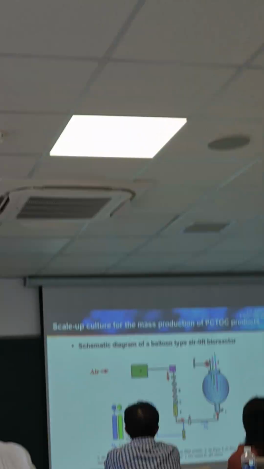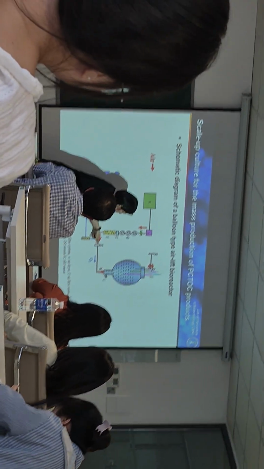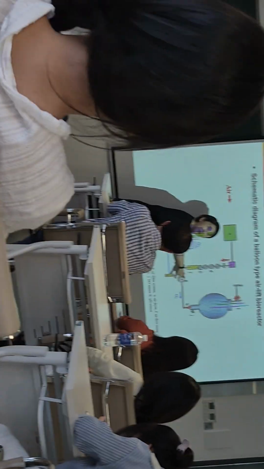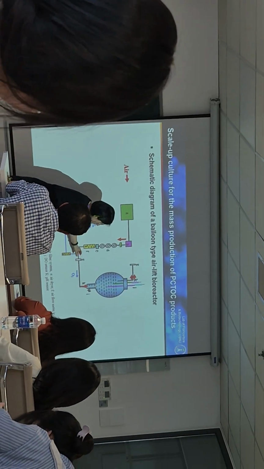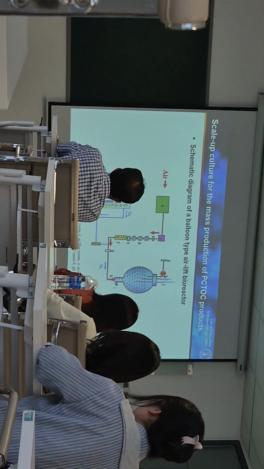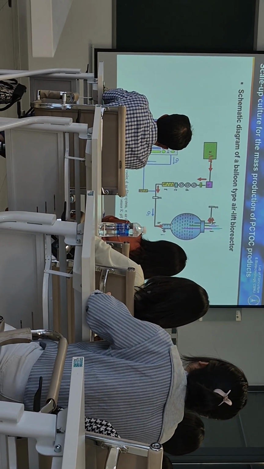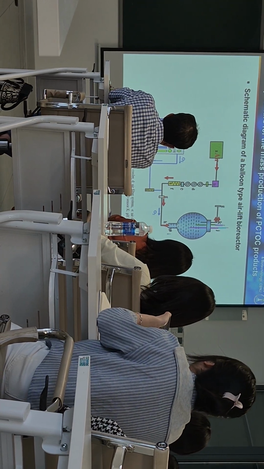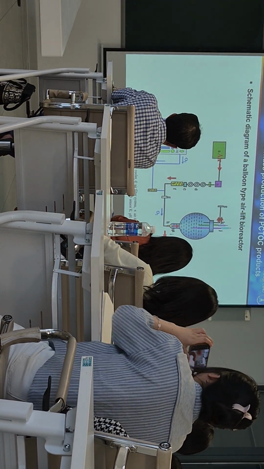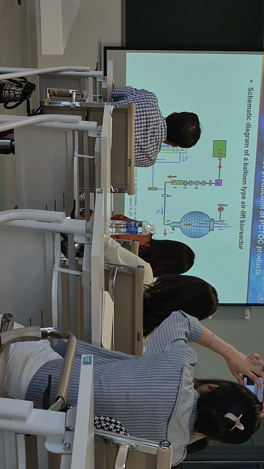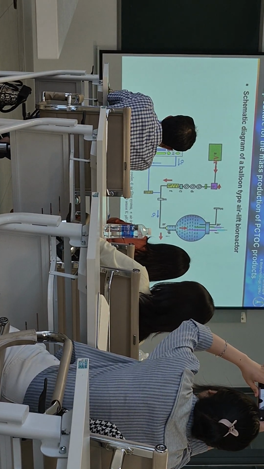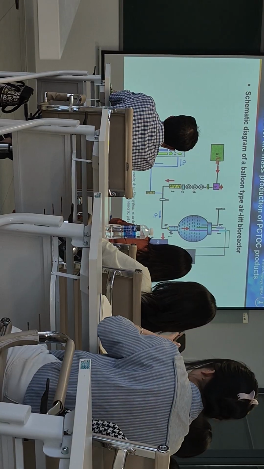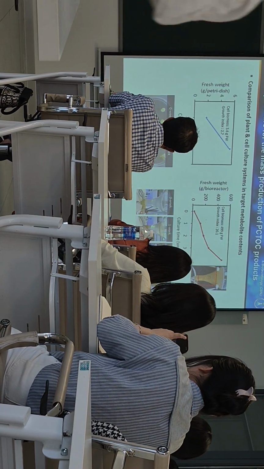So here are the filters. It can be sterilized through the filter and go inside. And we can put the dill and everything. It goes like this, and we can control the air, how much air, we can control everything, and then we can dissolve the oxygen and monitor the pH.